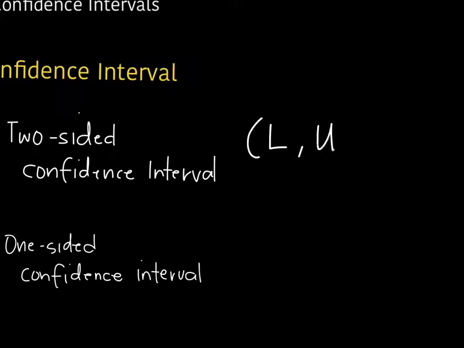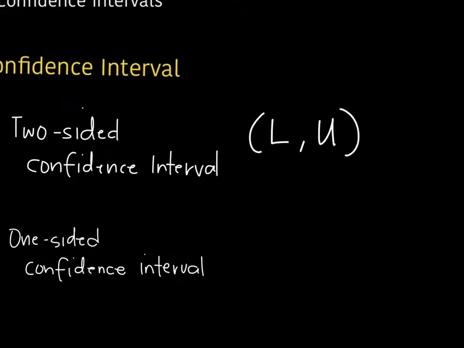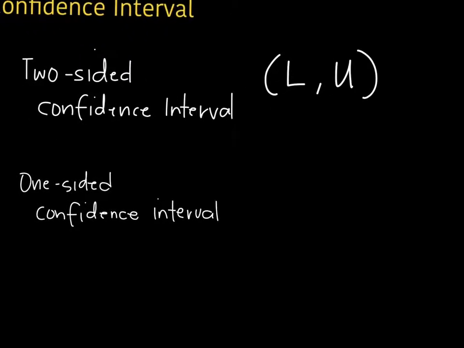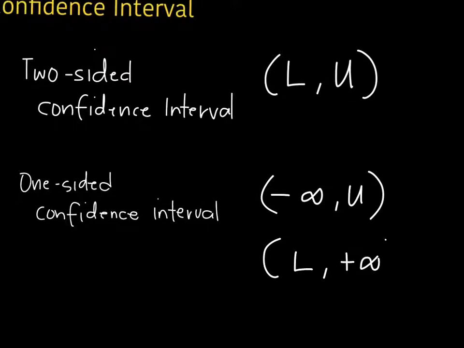For a two-sided confidence interval, we will have both the lower limit and the upper limit, L and U. While for a one-sided confidence interval, we only have one of those two limits. It could be either the upper limit U or, in another case, the lower limit L. That is why we say it's a one-sided confidence interval, because there's only one side, either the right side or the left side, that is to be computed, the upper limit or the lower limit.